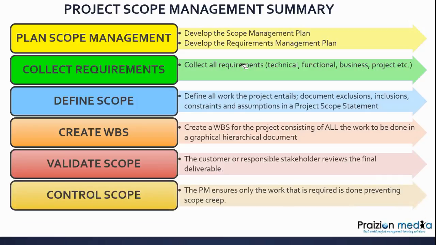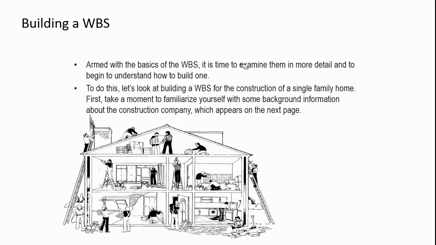And control scope. This is where the project manager ensures that only the work required is being done to prevent scope creep. We're trying to prevent gold plating. We're trying to prevent scope creep. Gold plating, people add in extras that were not asked for, thinking they're doing the customer a favor, and scope creep, the general term that refers to the increment of scope in an uncontrolled fashion.